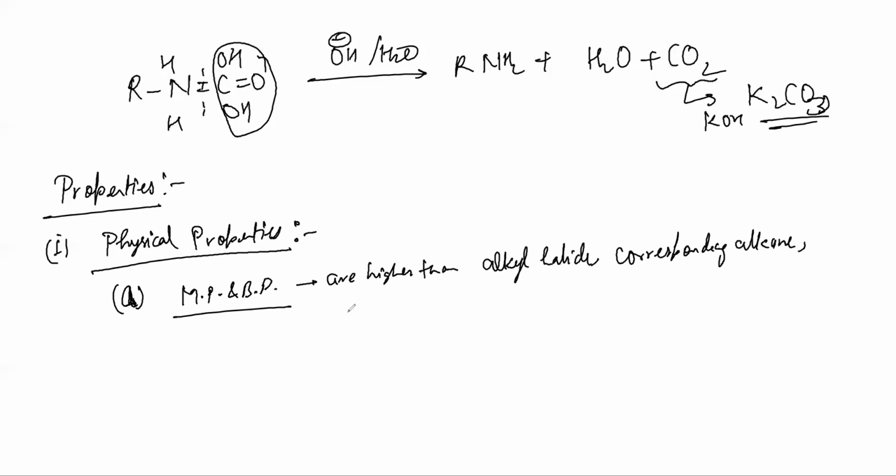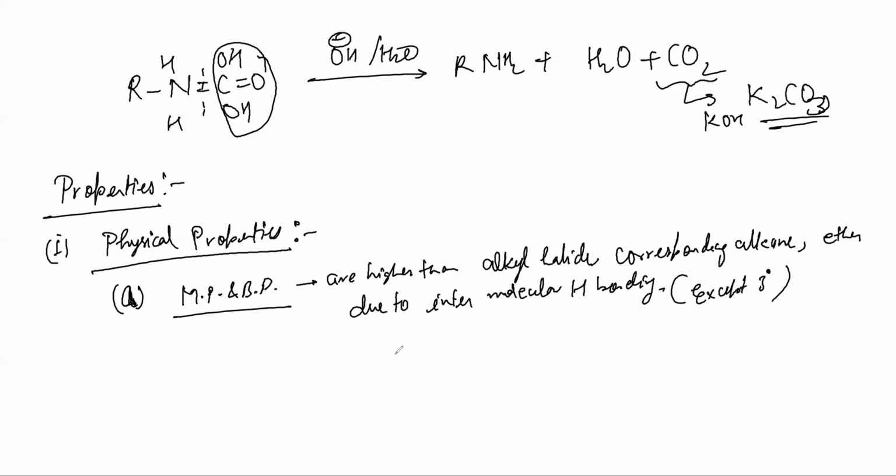and ether also, due to intermolecular hydrogen bonding. Means they have intermolecular hydrogen bonding, except 3 degree. 3 degree does not have hydrogen bonding. So that is why 1 degree amine is greater than 2 degree amine is greater than 3 degree amine.